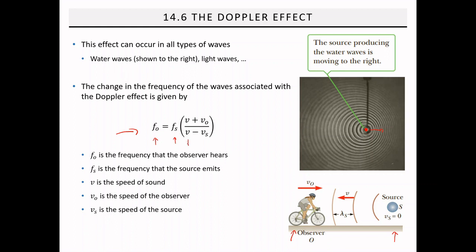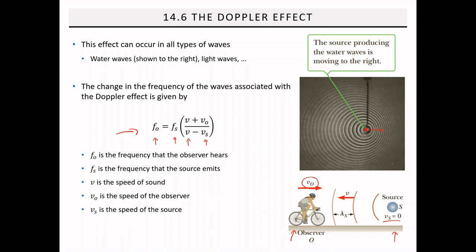v is the speed of sound in air. vO is the speed of the observer. So in this case, the bicyclist is moving with a velocity of vO. vS is the speed of the source. So in this case, vS would just be 0 because as pictured, the source is not moving. But when you're considering the Doppler effect, you have to consider not only the speed of the source, but also the speed of the observer.